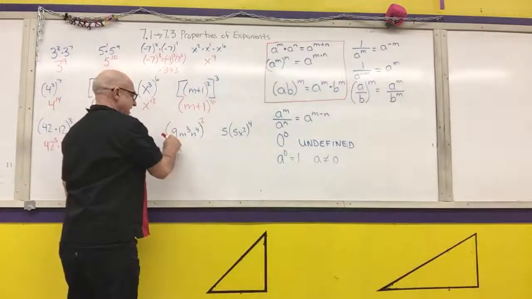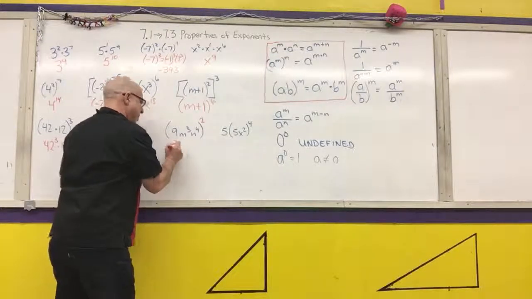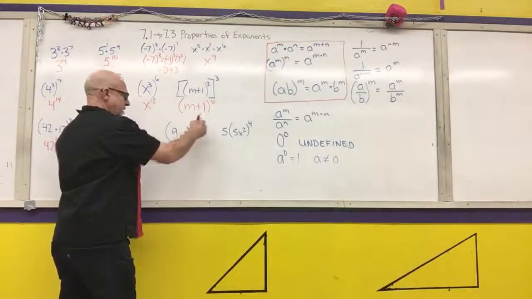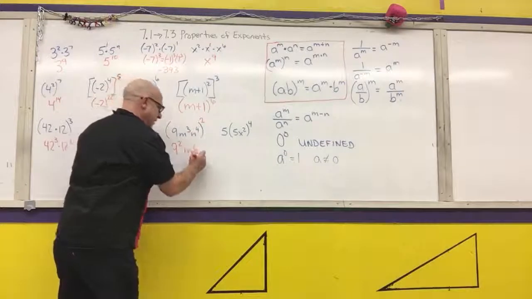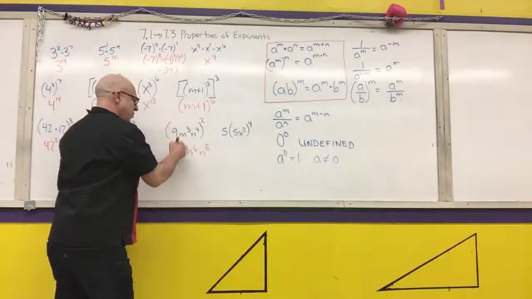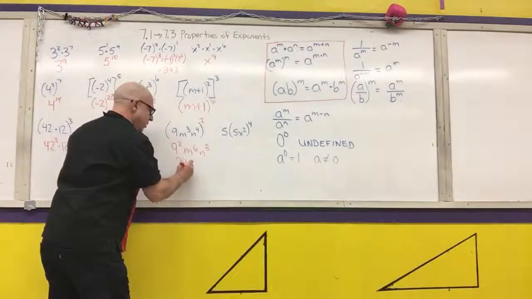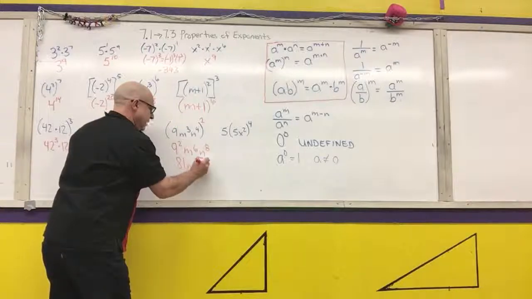So this would be 9 squared. m cubed squared is m to the 6th. n to the 4th squared is n to the 8th. 9 squared is memorized to be 81. So 81 m to the 6th, n to the 8th.